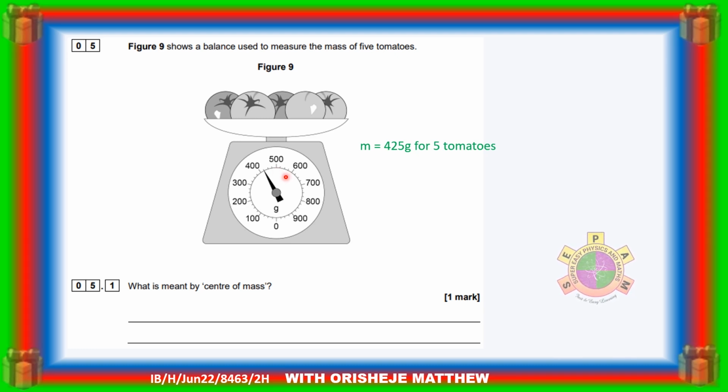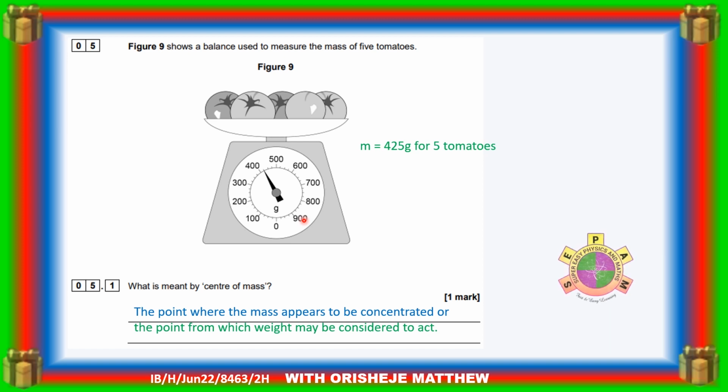Now question 5.1. What is meant by center of mass? The center of mass is a point where the entire mass appears to concentrate, or where the weight appears to act. So that is the definition for center of mass. For saying this definition, you have 1 mark.